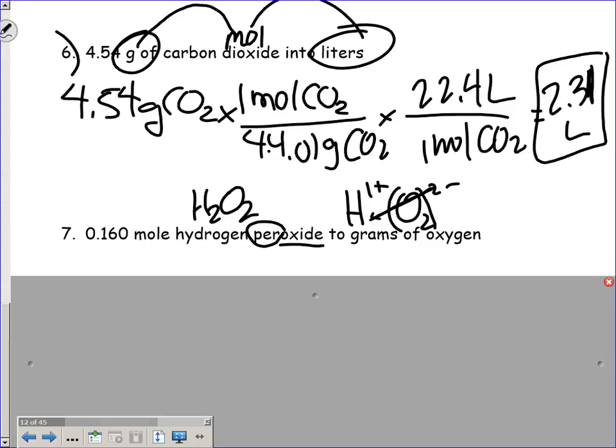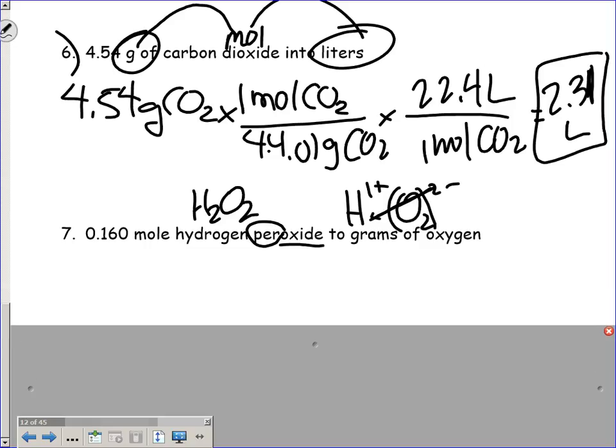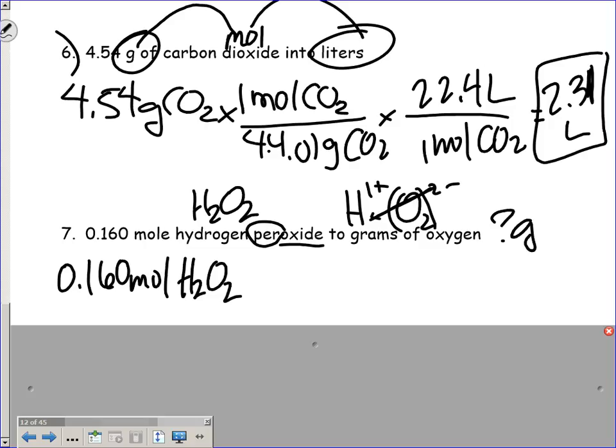This is the one I definitely wanted to do. I know that I have to start off with 0.160 moles of H2O2. And if I want to get strictly to grams of oxygen, I'm going to have to break this down further. That's where I was drawing pictures yesterday, looking at the atoms involved. So let me hear your thoughts on where you started here. Those of you who got started, how'd you start?